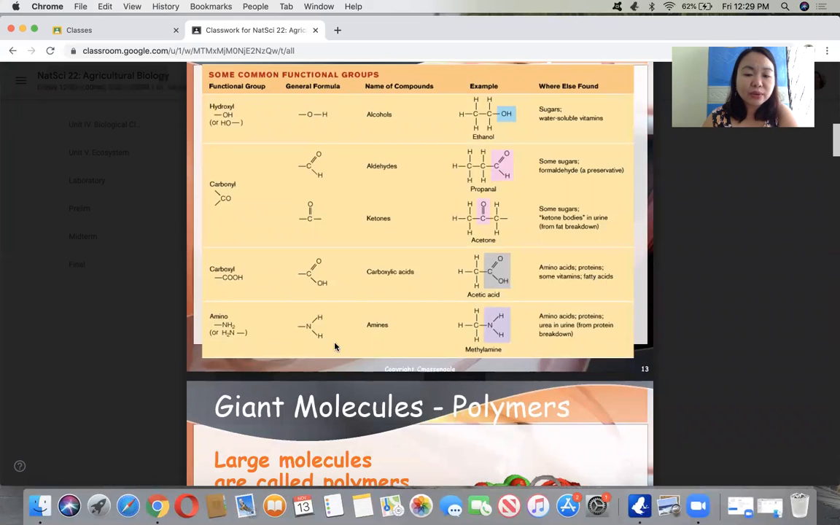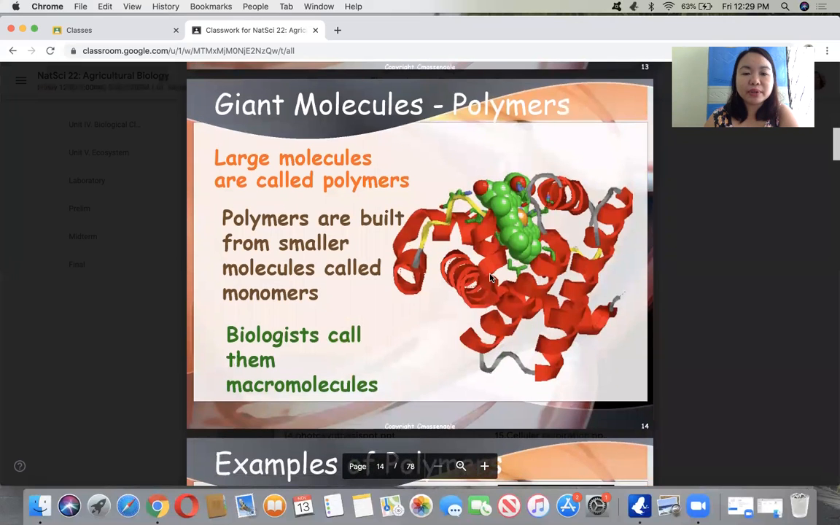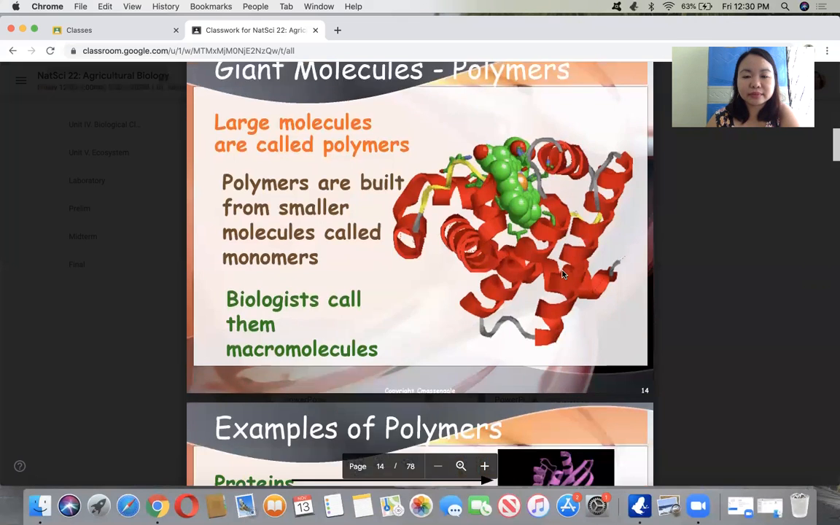And the amino are known as amines, like the methylamine, and these are of course found in the amino acids, proteins, urea, in urine from protein breakdown. Now we have the giant molecules, polymers. The large molecules are called polymers, and polymers are built from smaller molecules called monomers. And biologists call them the macromolecules or the giant molecules or polymers.